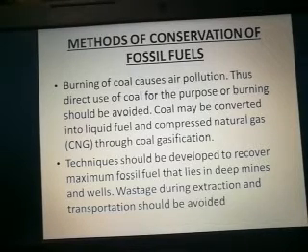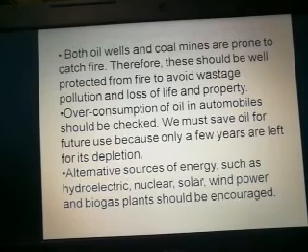Techniques should be developed to recover the maximum fossil fuel that lies in deep mines and wells. The wastage that happens during the extraction of coal and during transportation should be avoided. Both oil wells and coal mines are very prone to catching fire, so these should be well protected from fire to avoid wastage, pollution and loss of life and property.